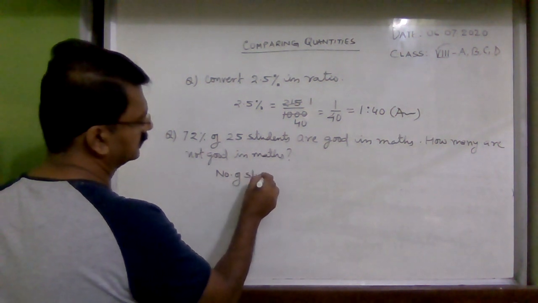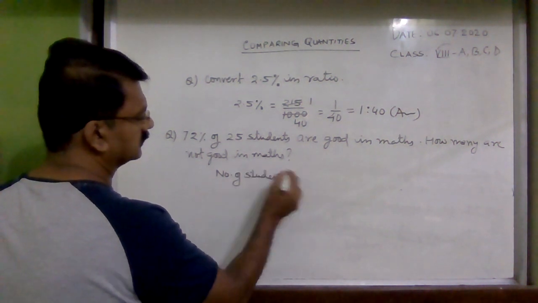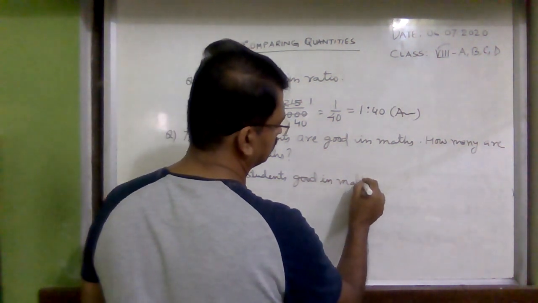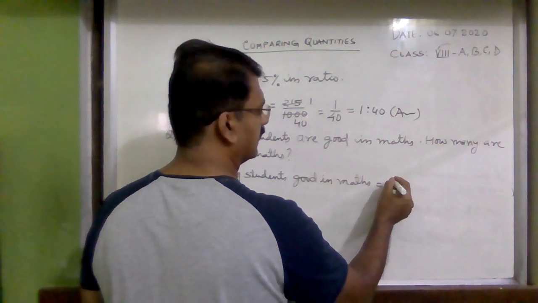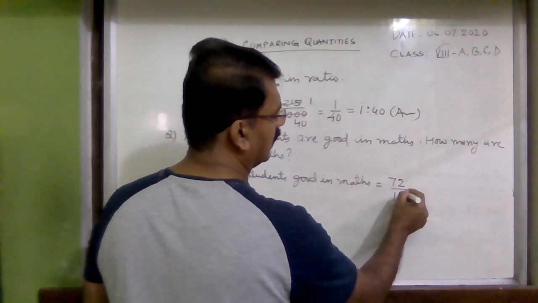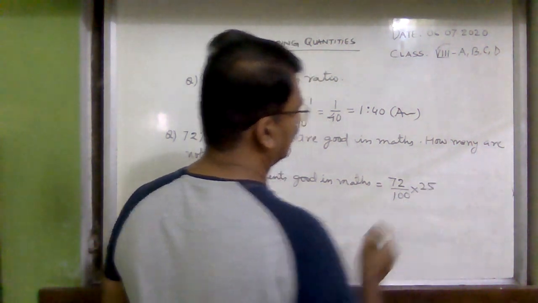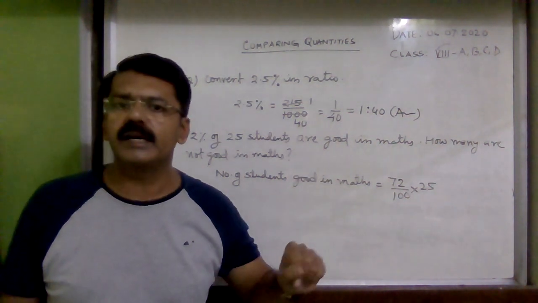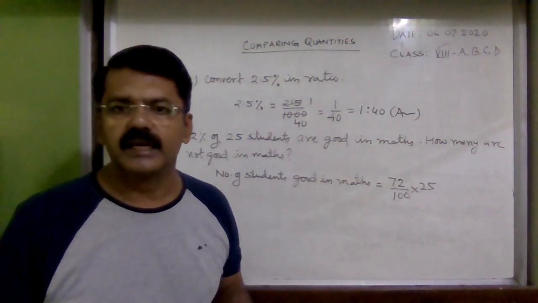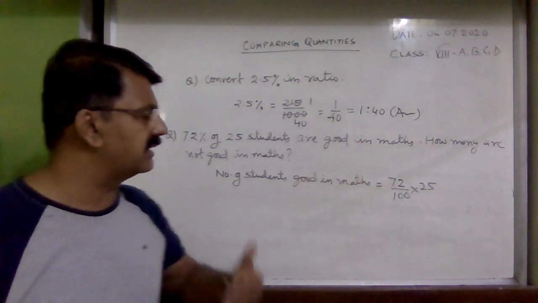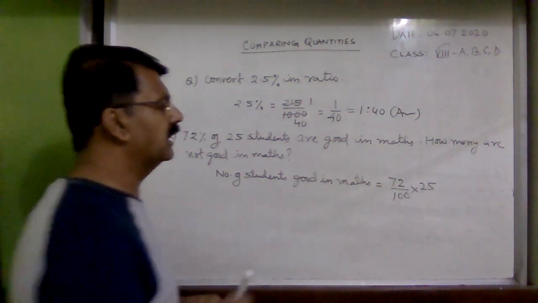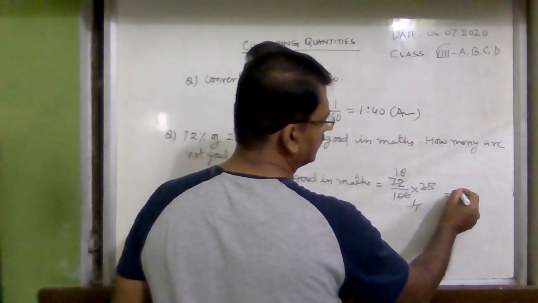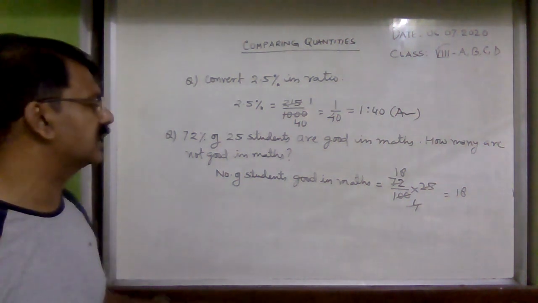good in maths will be equal to 72% of 25. I told you to remove this percentage, you have to divide it by 100, so 72 by 100, and you know of means multiply. So 72% of 25 means 72 by 100 into 25. Now 25 fours are 100. So you can see we have found that 18 students are good in maths.